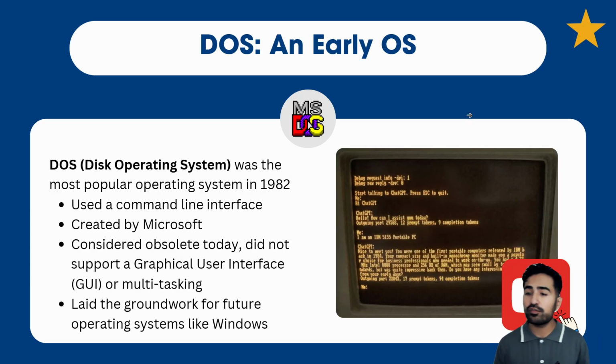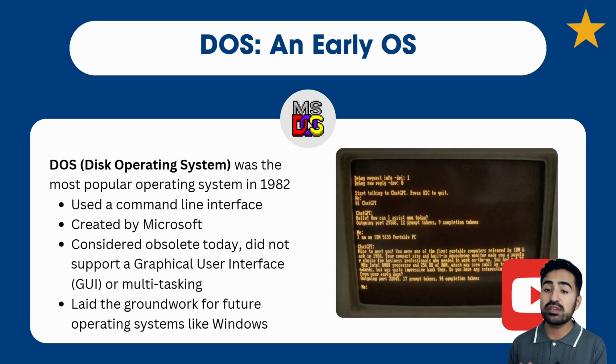So here's a little video for you to watch on an early operating system. This was actually the predecessor to Windows. This was the most popular operating system in 1982. It did not have a GUI. So even though it was Windows, no GUI. Today, of course, Windows always has the GUI. And it was not even capable of multitasking. However, this did lay the groundwork for future operating systems like Windows. But before Windows was actually Linux, as we're going to learn in the next few sections.